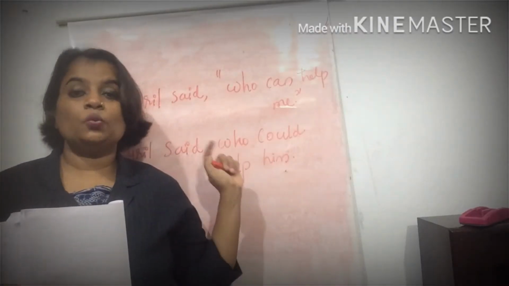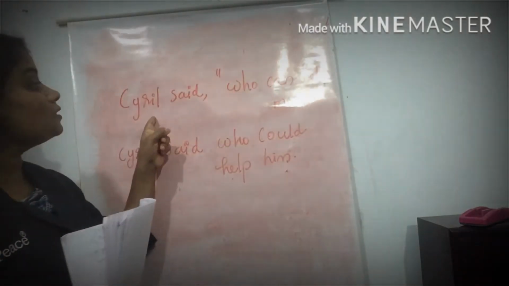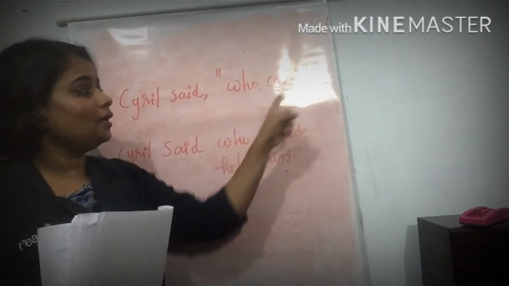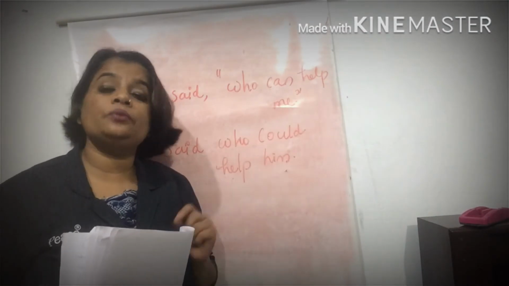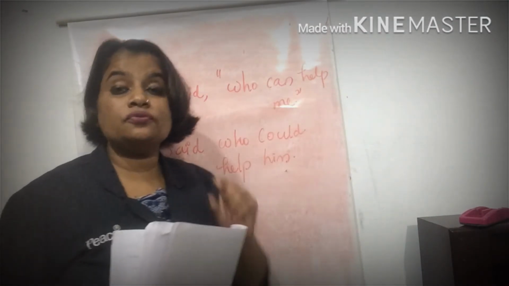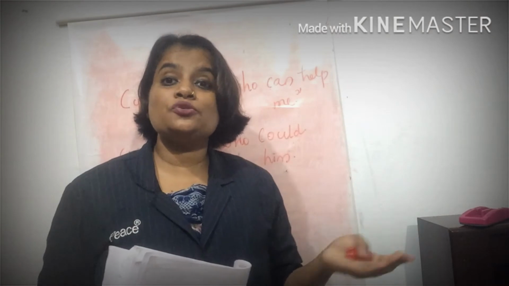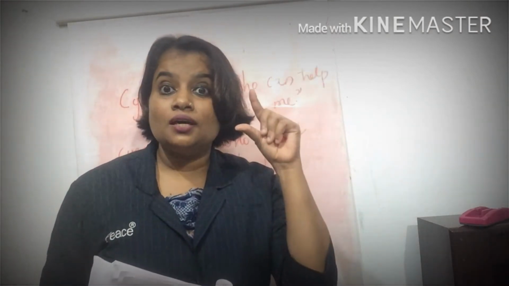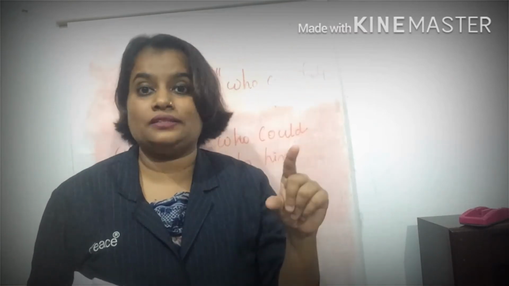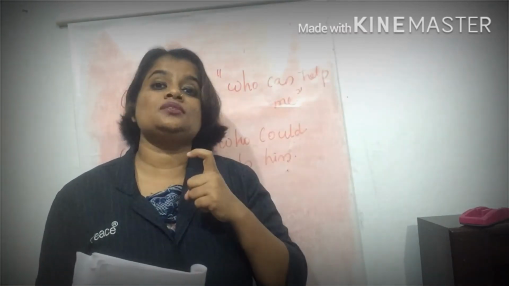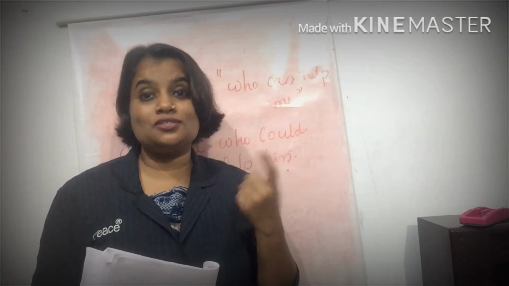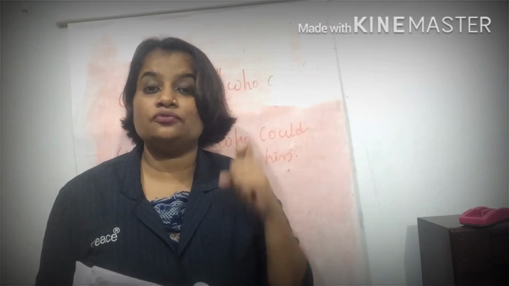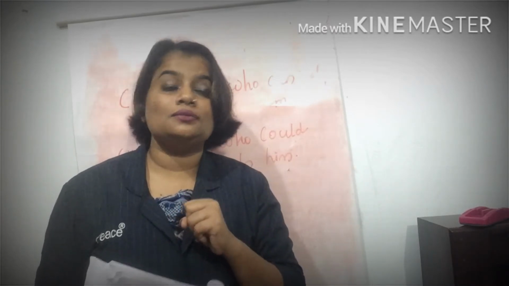Now I write one sentence on the board. Just for an example, Cyril said, who can help me? In the case of WH, means in the case of a questioning part, when you transform the statement into indirect speech, normally we use the connective or conjunction that. But in the case of asking questions, you are not supposed to use any connective. Instead of the connective, you have to use the WH part.